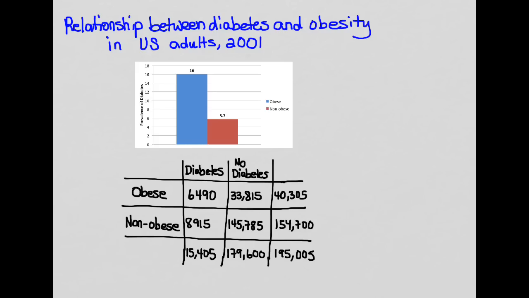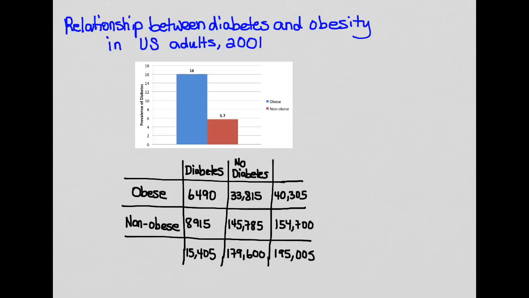And then those people were broken down into those who are obese. So of those 195,000 people, about 40,000 were obese, and the remaining were not obese. And then within obese, how many of those had diabetes? 6,490. And then the remainder is here. How many of those non-obese people had diabetes? And that's here. And then from here, we can derive the prevalence of diabetes in obese versus non-obese.